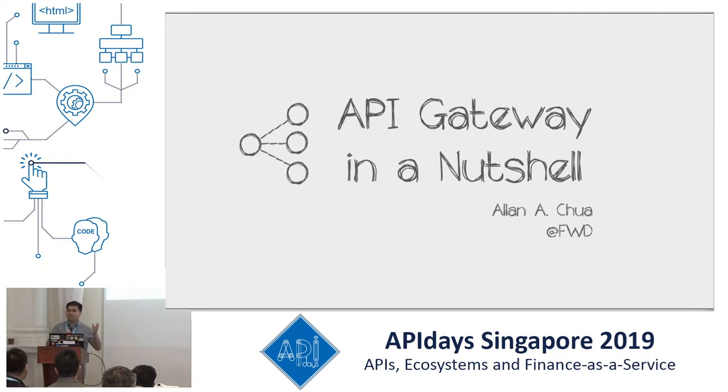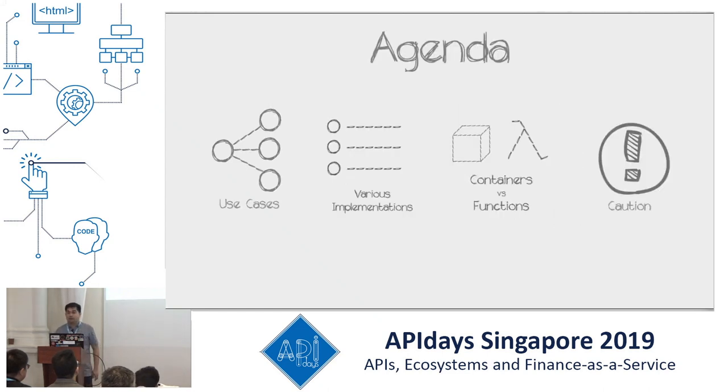So hi friends, I'm Allan, and today I'll be showcasing to you what API gateways are. Today we'll explore the different use cases that you want to solve with gateways. Then we'll tackle the different implementations, including cloud, vendor, and pluggable gateways. Then we'll also explore when it is good to use a gateway together with containers and functions, since they are like the really hot topic nowadays. And then we'll also take a look at common pitfalls associated with working with API gateways.